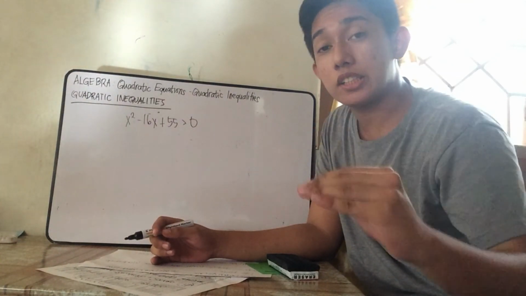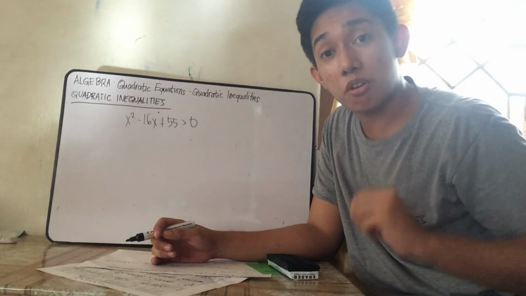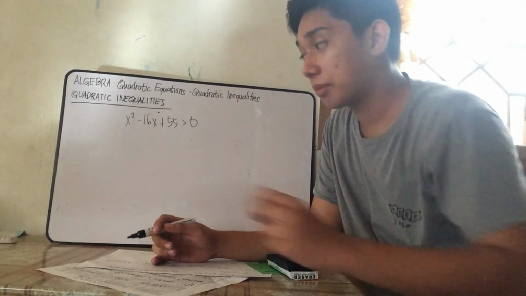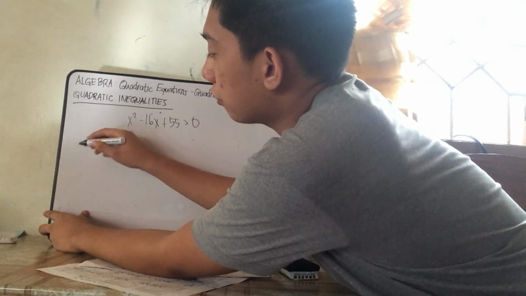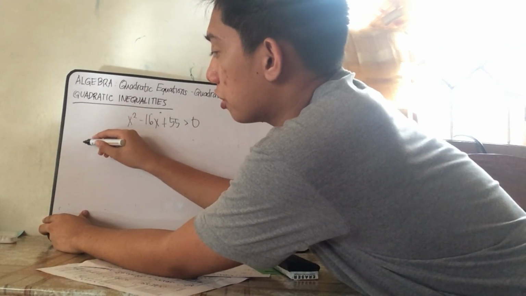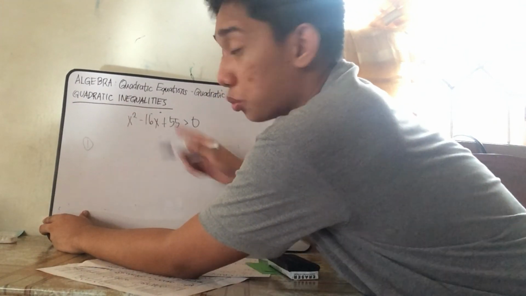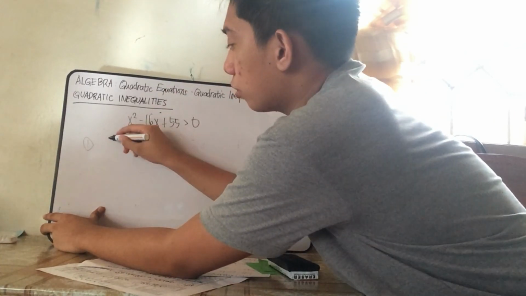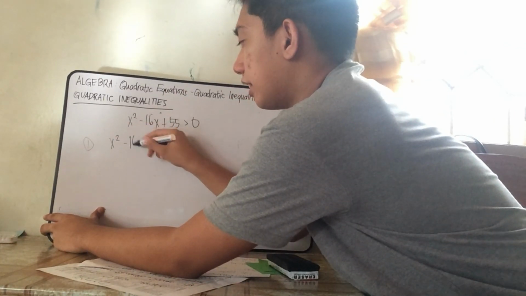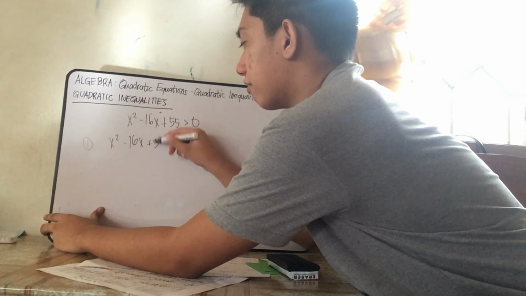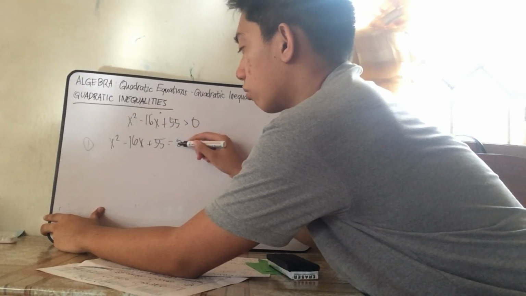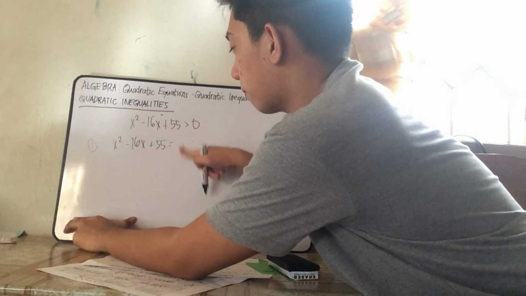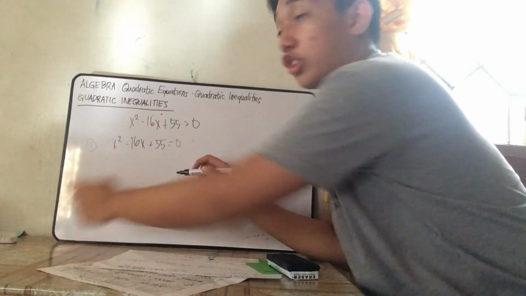mag-follow ng certain steps of solution. So, for the certain steps of solutions, first is you need to express this one as equation. So, copy lang, x squared minus 16x plus 55 is equal to 0. Okay? Then, you solve this one.